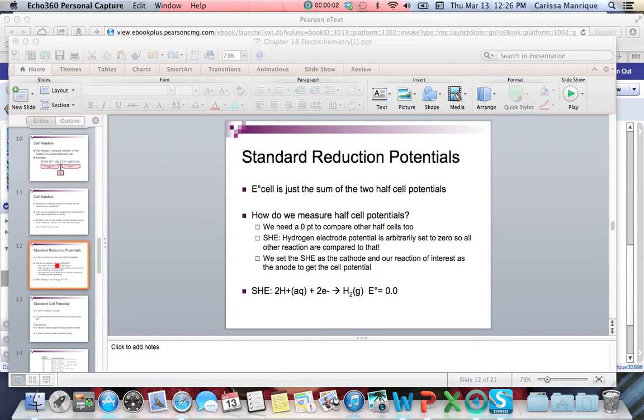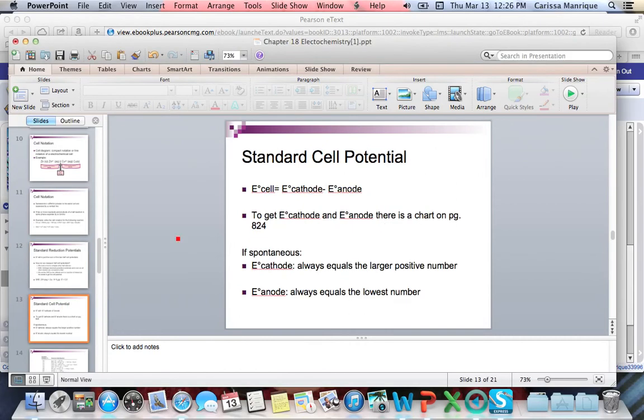In the previous podcast, you saw how to calculate the standard cell potential. You break everything up into the half reactions, and you're going to do cathode minus anode. That's not any different than what we've done before, because everything we do, looking at change in temperature or change in anything, it's final minus initial, right?